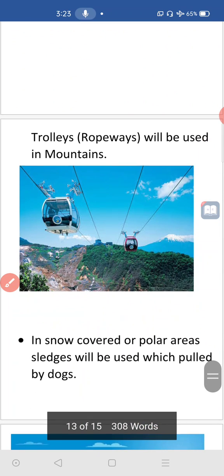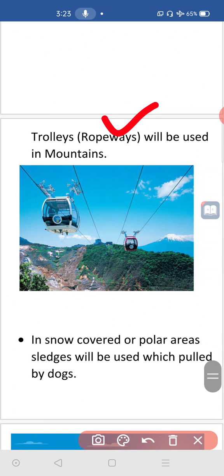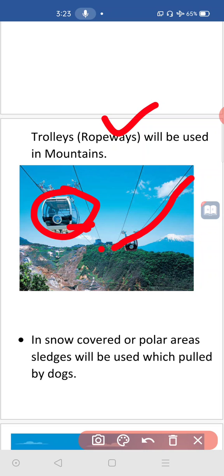Then trolley, it means ropeway. They tied rope from one end to another end. Here are trolleys. Okay, trolleys. Inside the trolleys, they are going to move from one place to another. From this end to another end, they will be moving. They will be sitting in these trolleys and moving from this end to another end. It is the safest way.